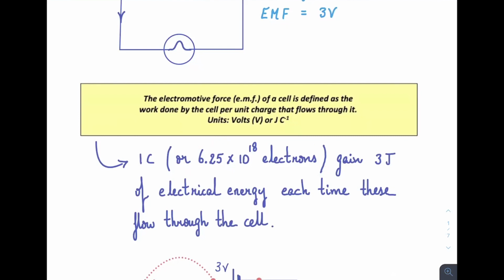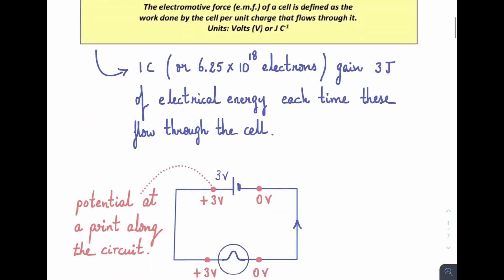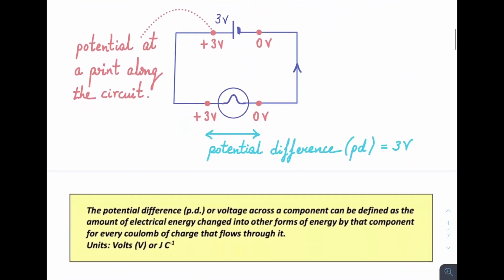The charge then loses this energy as it flows from the positive to the negative terminal of the battery, since it is used up by the components in the circuit. The positive terminal of the battery is said to be at a potential of plus 3 volts. This is another way of saying that at this point, 1 coulomb of charge has 3 joules of electrical potential energy.